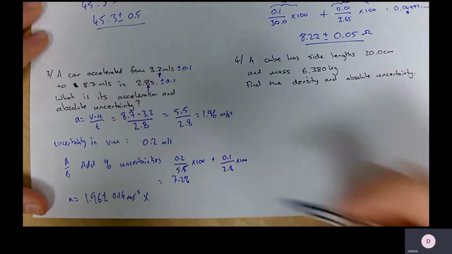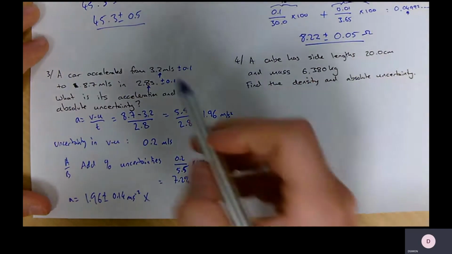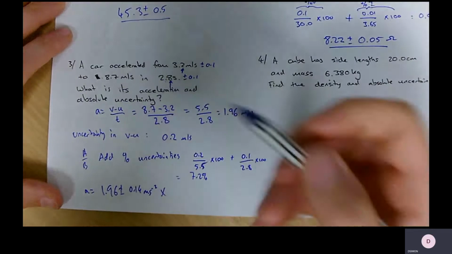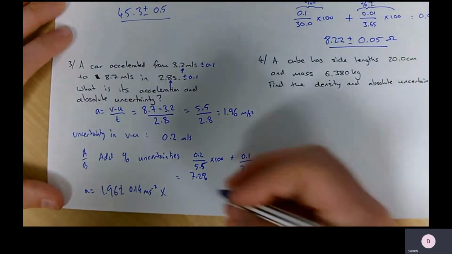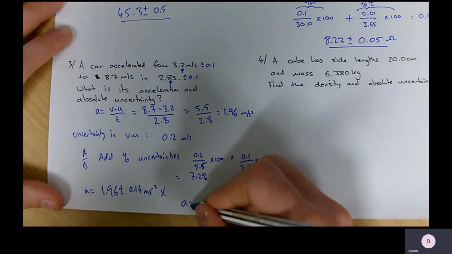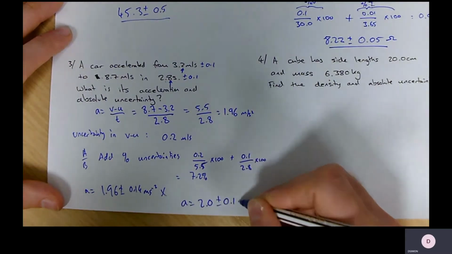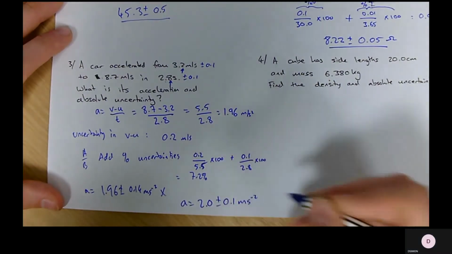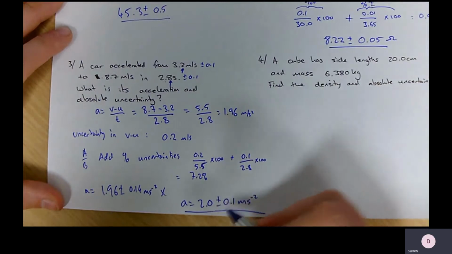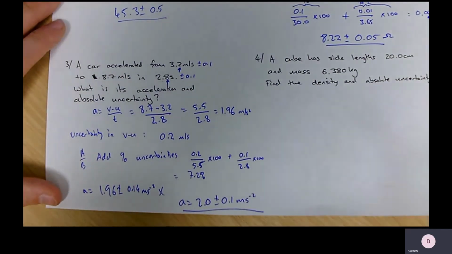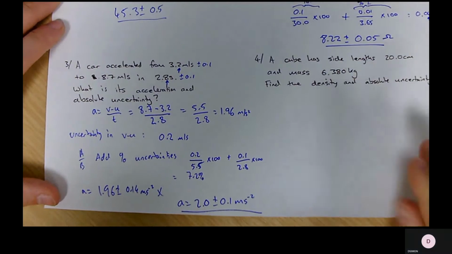Now, if you put this, again, it's not the best possible answer. All our values here are to 2 significant figures, so we shouldn't really give our answer to 3 significant figures. So a better answer is to write our answer to two significant figures and then our uncertainty to the same level of resolution, so one decimal place in this case.